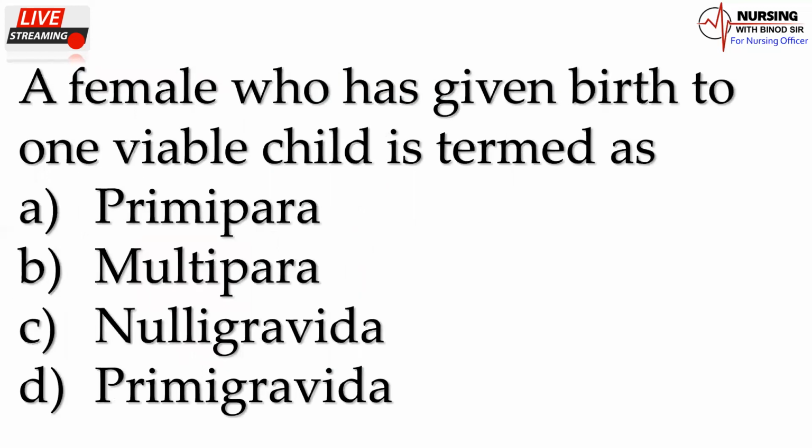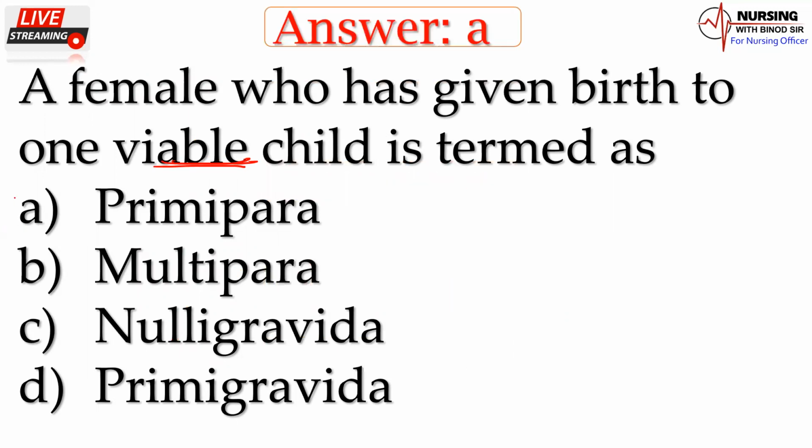A female who has given birth to one viable child. Viable means living child. What is the meaning of viable? The meaning of viable is living child. Is termed as primipara, multipara, nulligravida, primigravida. So answer would be the primipara. You all have to remember this one.